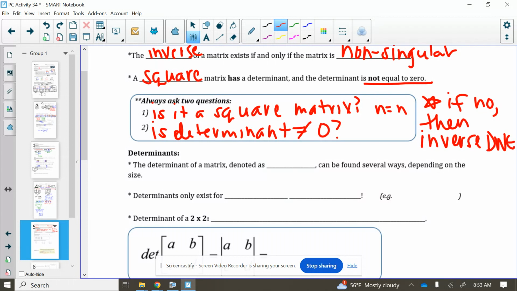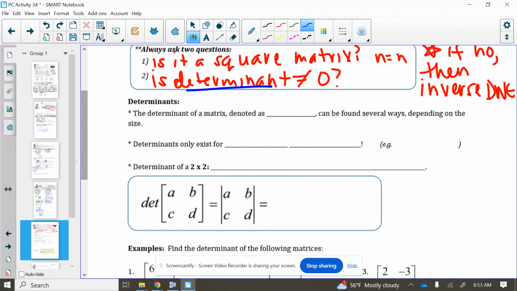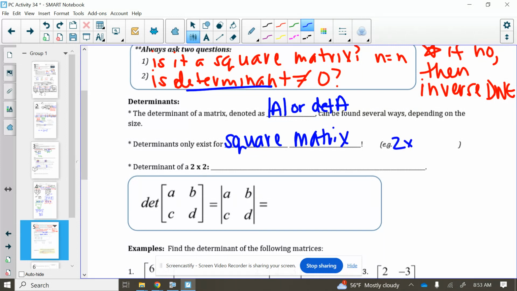Now, you might be asking, okay, I know what a square matrix is, but what is this determinant thing? Well, the determinant of a matrix, you will either see represented by absolute value bars around your matrix, or sometimes you see it called DET of your matrix. A determinant can be found different ways depending on the size, but they're only going to occur in a square matrix, so again, a 2 by 2, a 3 by 3, etc.